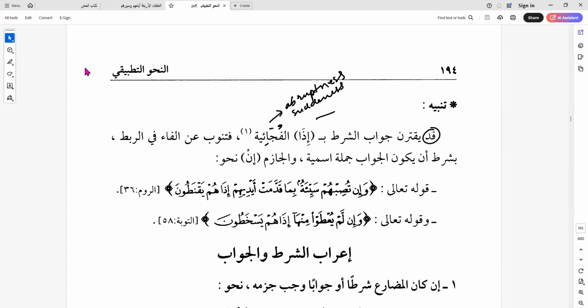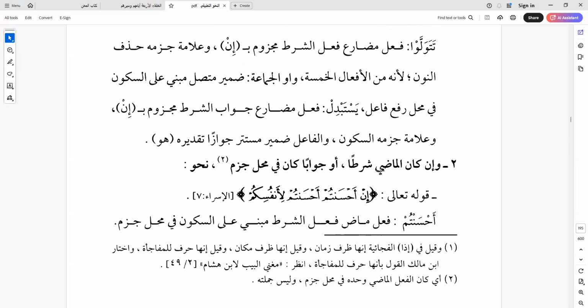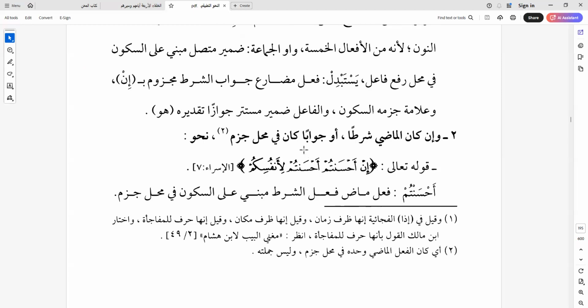So let's look at an example of it from the footnote. Let's look at what the writer is saying on the footnote. He said, wakila fi idha, wakila fi idha. That grammarians have made some statements regarding idha fujaiya. They are saying innaha zarf zaman. Some are saying it's zarf zaman. Hope you know zarf zaman, so I'm not going to explain it. Wakila innaha zarf makan. Now, wakila, and some are saying harfu lil mufaja'a. It's a harf of what? Suddenness. So three points of view.